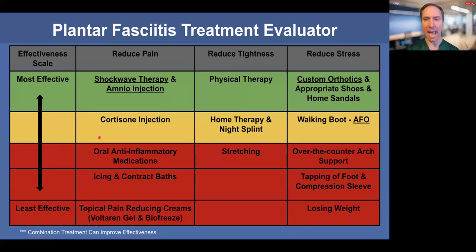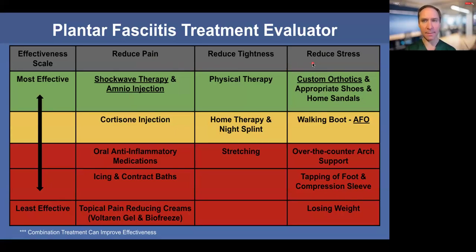Second thing is there's different categories. So you can reduce the pain, you can reduce the tightness, or you can reduce the stress going through your foot. Okay. I always say you can't just do one thing. You have to do kind of a combination of treatments. It's not just a cortisone injection and that's it. You have to reduce the pain, reduce the tightness, and reduce the stress.